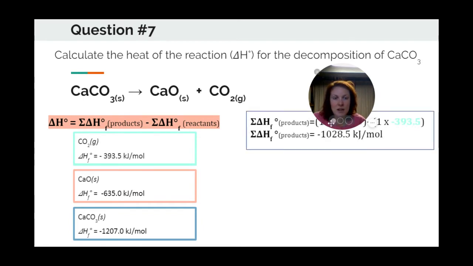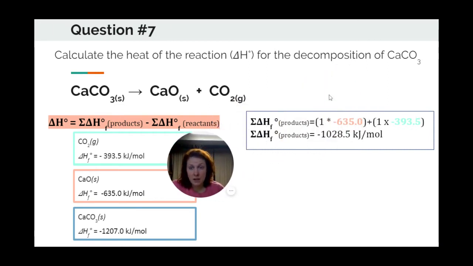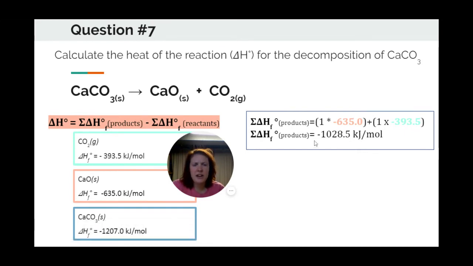The first thing I want to do is pay attention to the products. We've got only 1 mole of calcium oxide, which has a standard heat of formation of negative 635.0 kilojoules per mole. We're going to add that to only 1 mole of CO2, which has a standard heat of formation of negative 393.5 kilojoules per mole. Again, I got these from over here. They were given to me, and they always will be given to you. I added those two together, and I ended up with a total of negative 1,028.5 kilojoules per mole for my products.